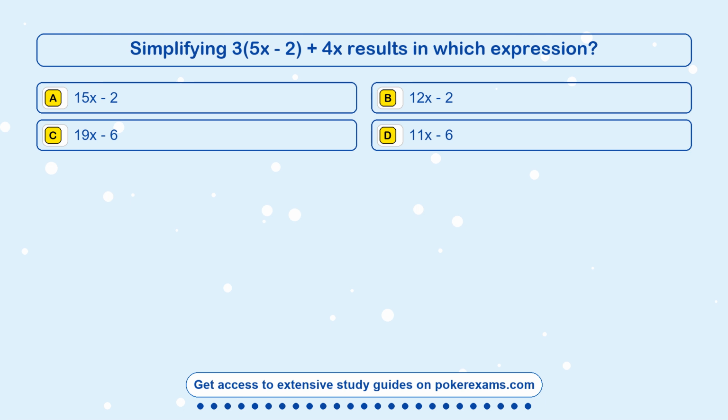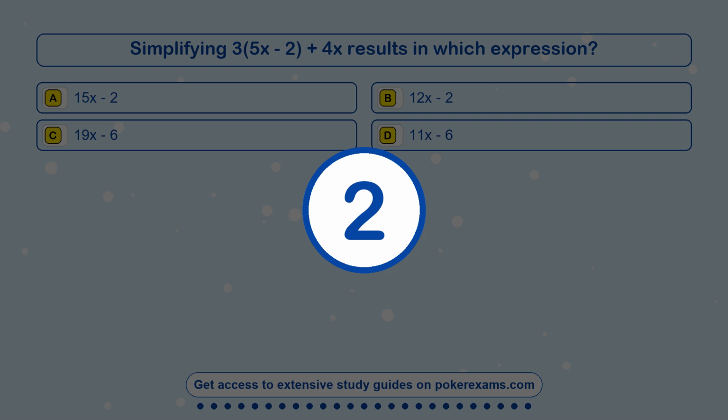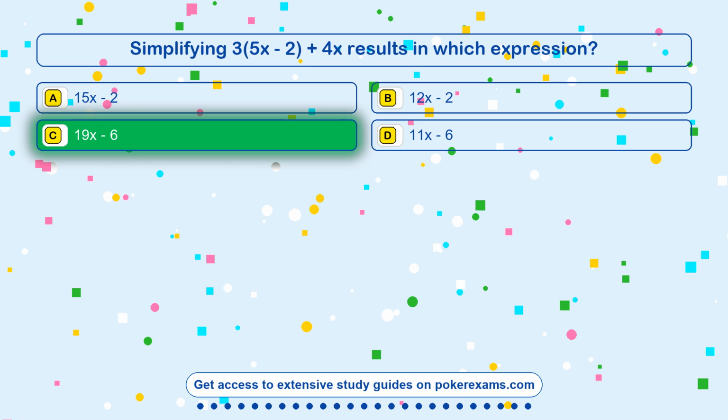Question 7. Simplifying 3(5x minus 2) plus 4x results in which expression? Option A 15x minus 2. Option B 12x minus 2. Option C 19x minus 6. Option D 11x minus 6. The correct answer is option C, 19x minus 6.